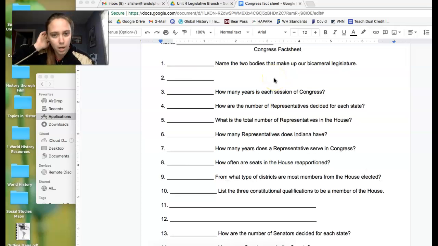Congress fact sheet. First thing, name the two bodies that make up our bicameral legislature. The House of Representatives and the Senate. The House, the Senate. They do function a little bit differently, and we'll get into a few of the details about them, but this is known as a bicameral legislature. There are two different branches. This was actually one of those big compromises we talked about early on, that there would be a Senate based off of everyone gets the same, and a House based off of representation. They do different things though.